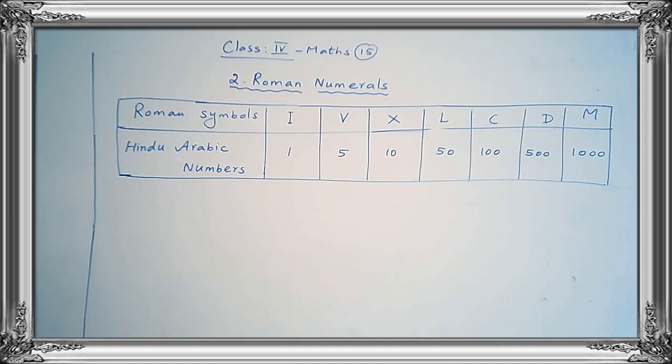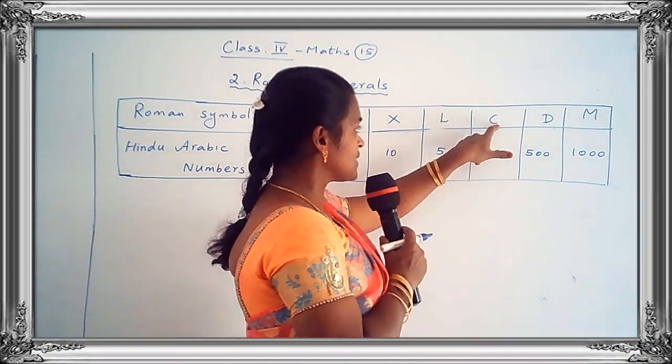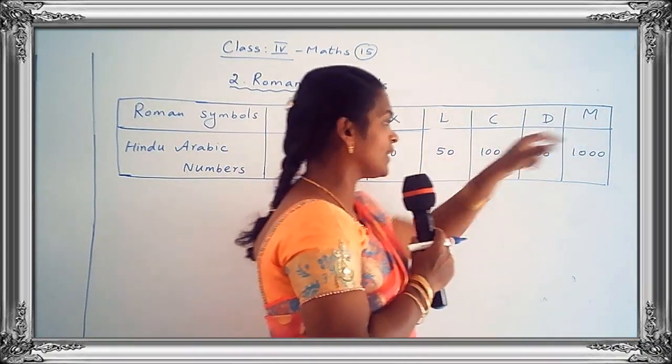Romans used 7 basic symbols to write numerals. Those are I, V, X, L, C, D and M.